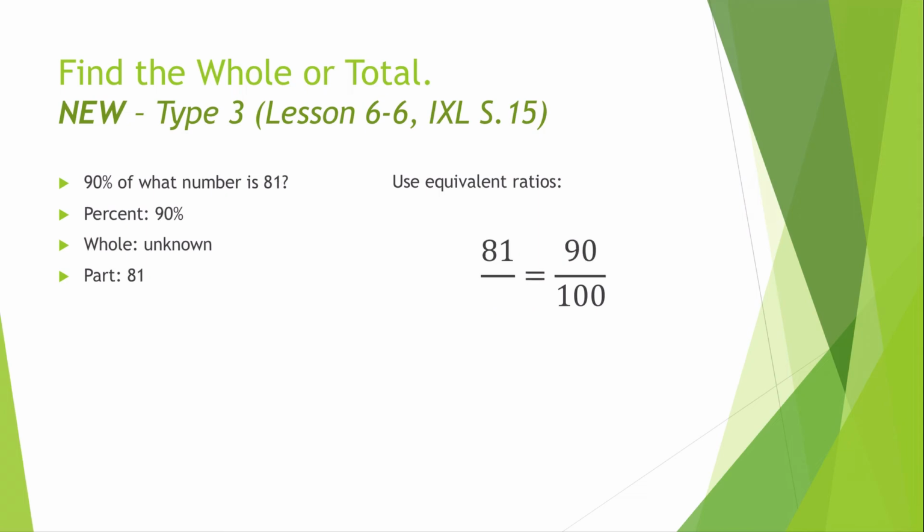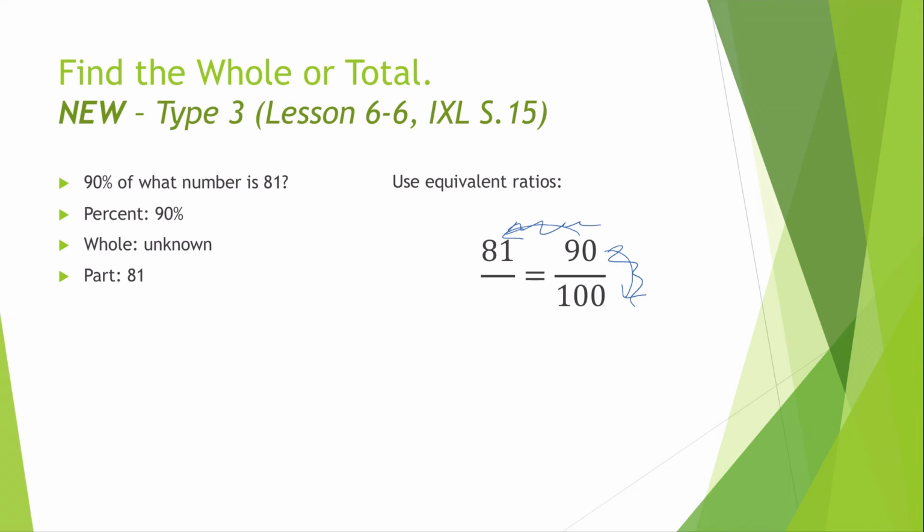Here's another one. 90% of what number is 81? 90 is the percent that goes over 100. Of what number, so we don't know what the whole is. 81. So 90% is 81. That's why they're next to each other. They match up. But for this one, if you try to divide here to figure out 90 divided by what equals 81, you're going to get a repeating decimal, so we can't do it that way. And if you try also to figure out 90 times what gives you 100, that's going to give you a repeating decimal as well. So that's not going to work either.